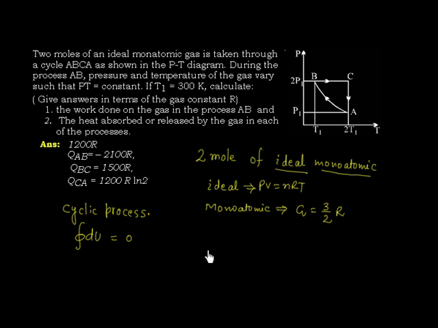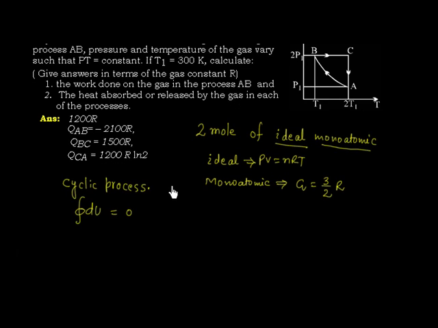Now the question also says that during the process AB, the product of pressure and temperature remains constant. The equation of process AB is PT equals constant. You see that is given to you. So the equation for process AB is P into T equals constant. Are you getting or not? Basically we can calculate the value of this constant. If I know any point on this line, I basically get the constant value.